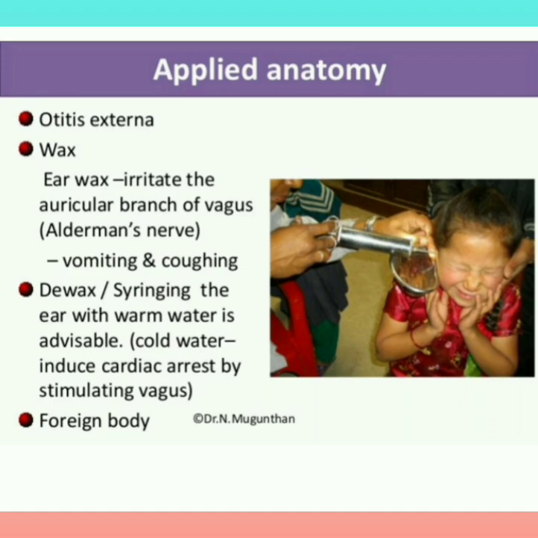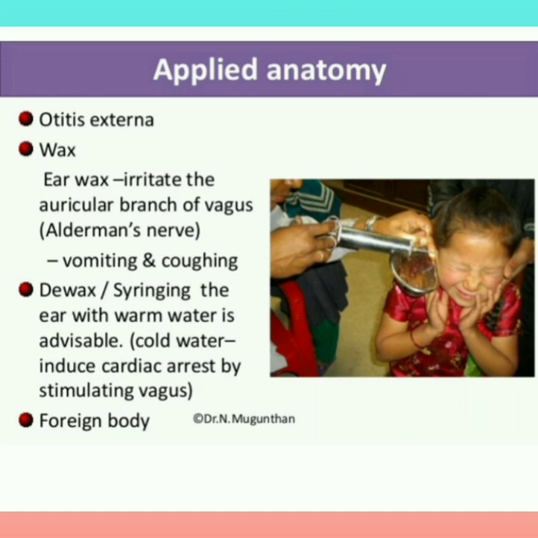Next one is ear wax. We all know about ear wax. If it gets filled, we get irritated, isn't it? And while removing it also we get irritated, causing coughing and vomiting. It irritates the auricular branch of the vagus. The ear wax will irritate the auricular branch of vagus.